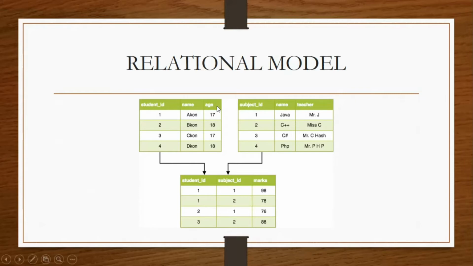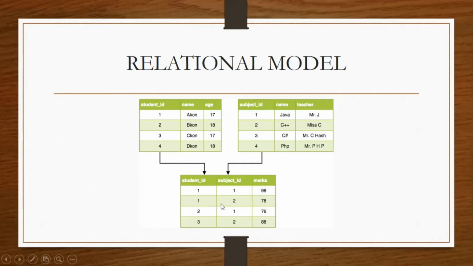So we have to create a third table in which, here you can see, the student ID is 1, that is econ, and his subject is subject ID 1. Here you can see subject ID 1, and the subject name is Java. So his marks in Java are 98.